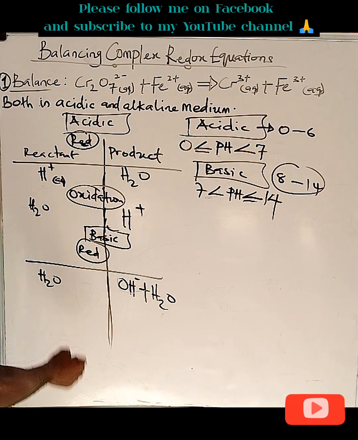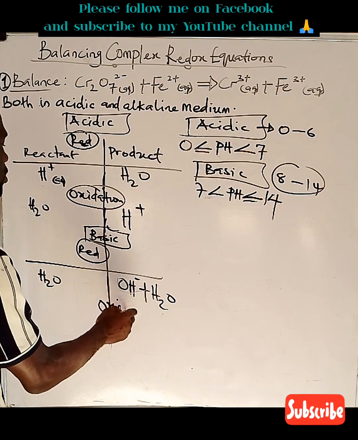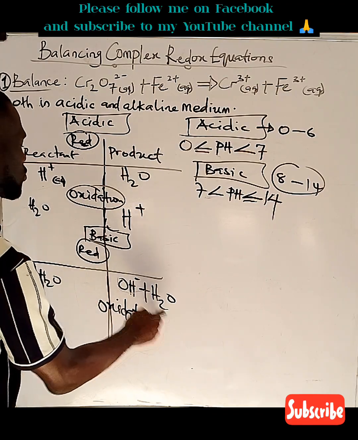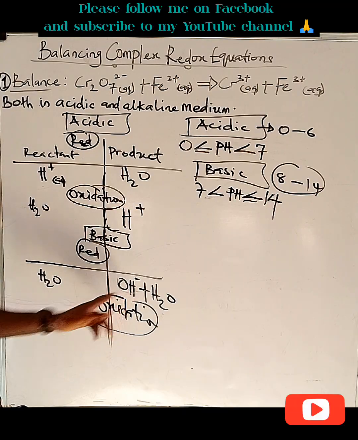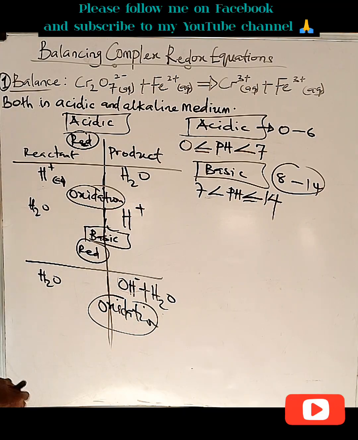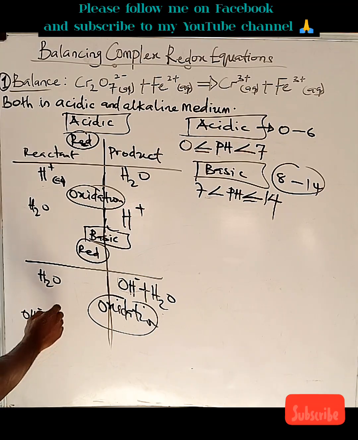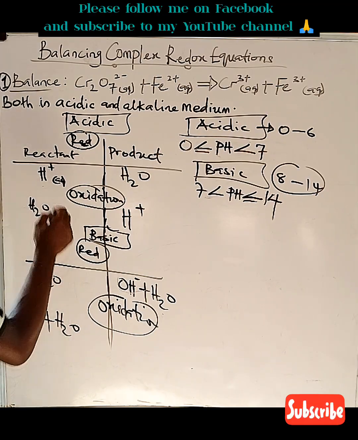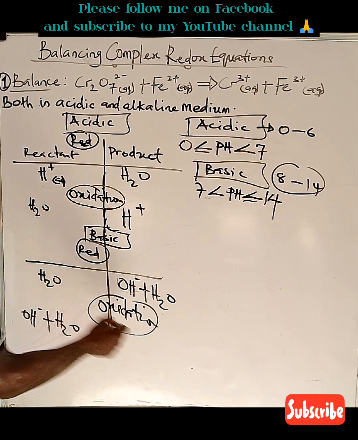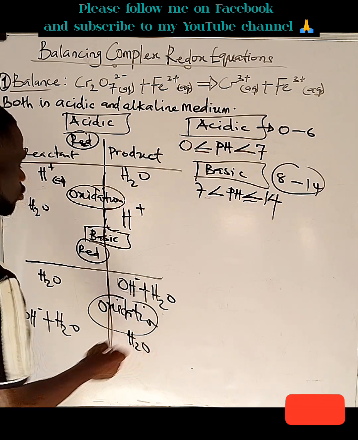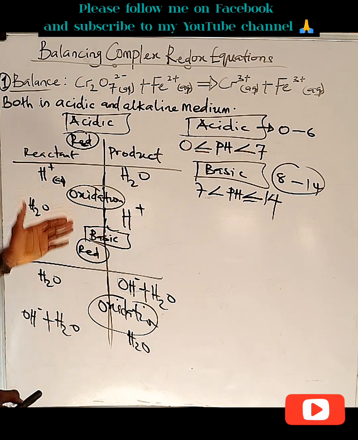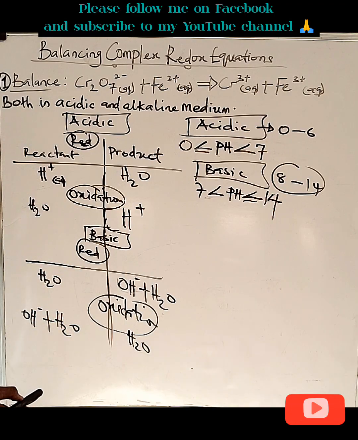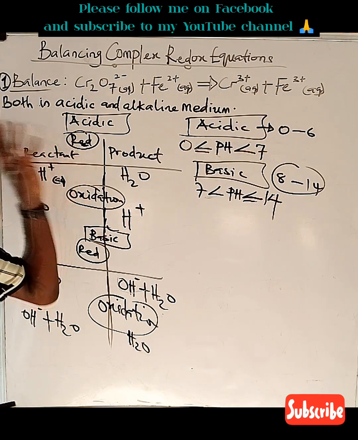That's for reduction. Now, when it comes to oxidation, what do we do? We're going to swap their roles also. This will come over while this goes to the other side. So for the oxidation, we're going to be adding hydroxyl ion plus water on the reactant end, while on the product end, we're going to add water. So these are the basic things you have to know first for us to be able to balance a redox equation in acidic and alkaline medium.